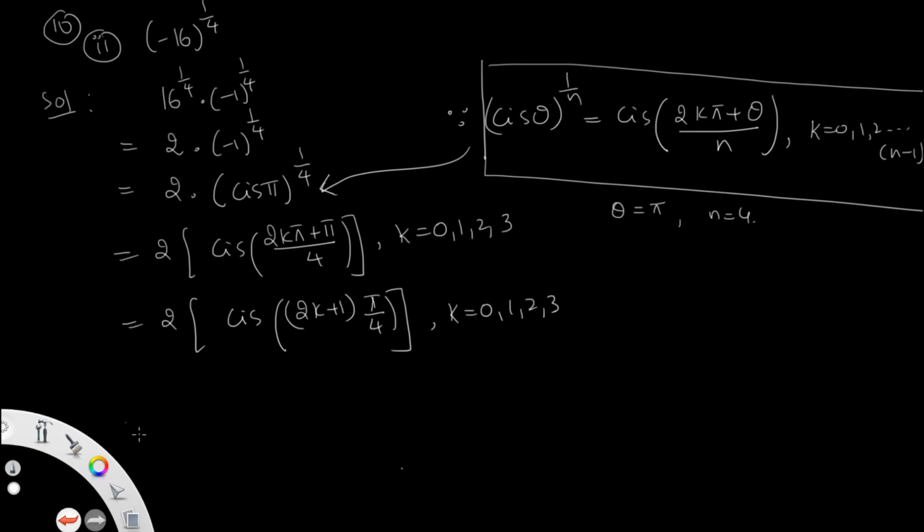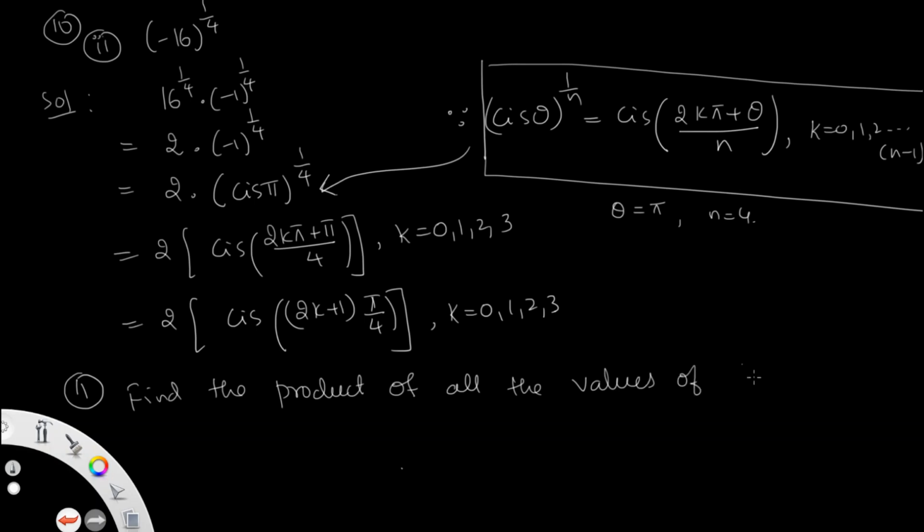That's all. This carries marks in objective questions. Next, go to the 11th bit, that is question number 11: find the product of all the values of (1 plus i) whole to the power of 4 by 5. A similar question was in the previous 10th bit, the first bit.